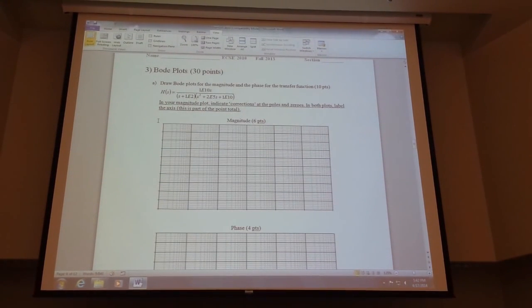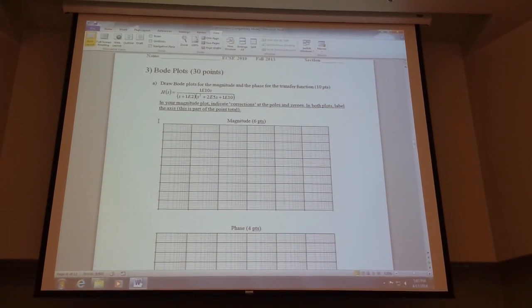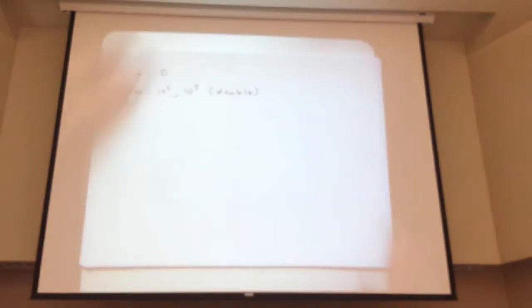What does this look like? How do you do this problem? Do we have any zeros? Sure. Where's our zero? It's 0. So we have a zero at 0. Do we have any poles? We have one at 10 to the 2, and then 10 to the 5. 10 to the 5 is what type of pole? Double pole. So what does our Bode plot look like?